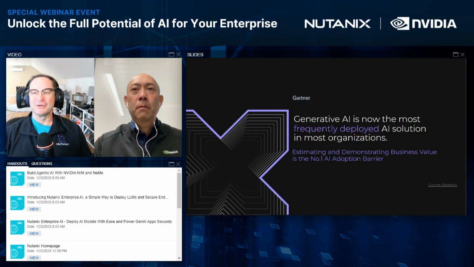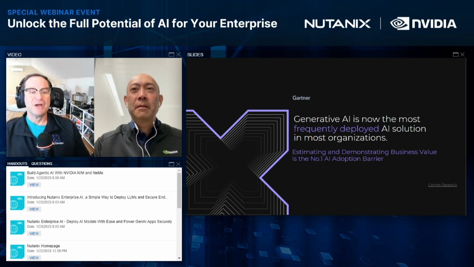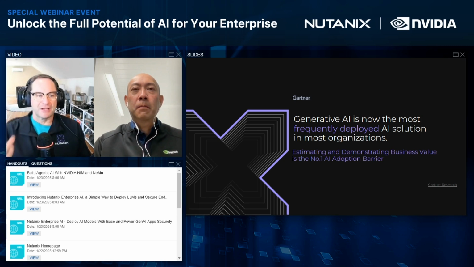Who doesn't love a good quote from Gartner? I like to start my day with a good quote from Gartner. How about you, Charlie? I like to have a cup of coffee, maybe a little croissant, and then a Gartner quote. So Gartner's quote of the day is: generative AI is now the most frequently deployed AI solution in most organizations. And that's true. Everybody wants AI, everybody's talking about AI. The adoption rates, or the intent to adopt, is over 90%. It's just phenomenal.